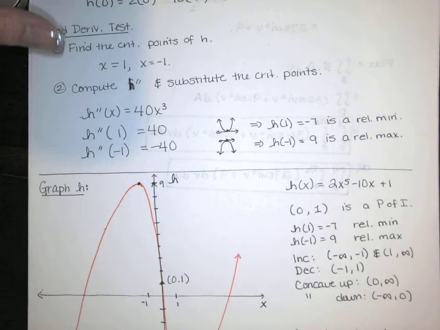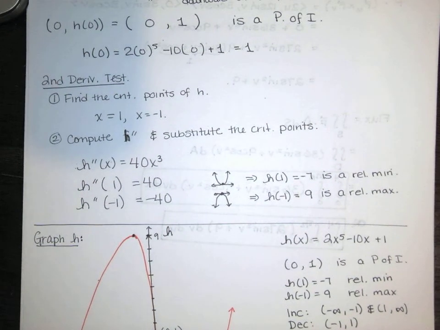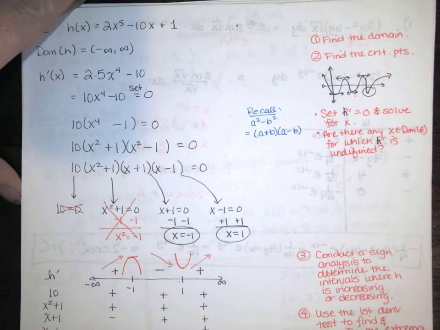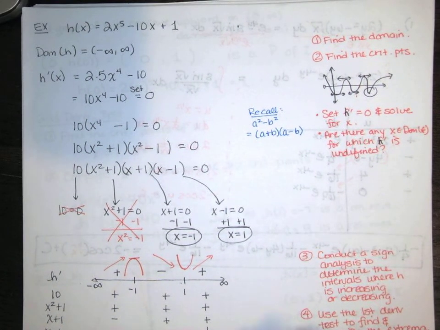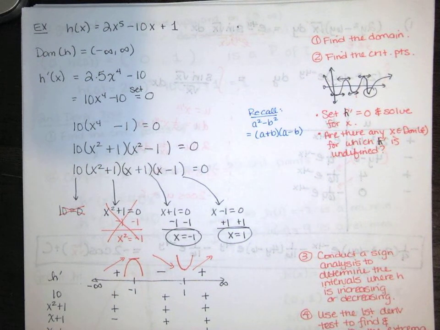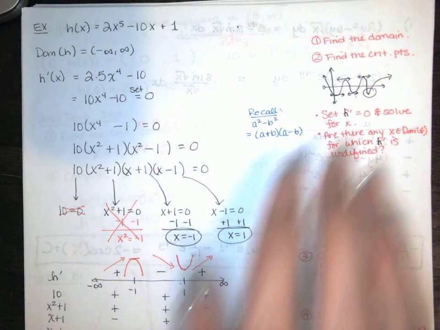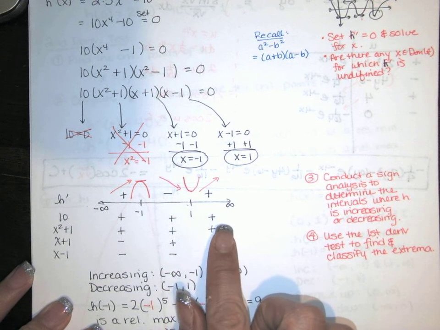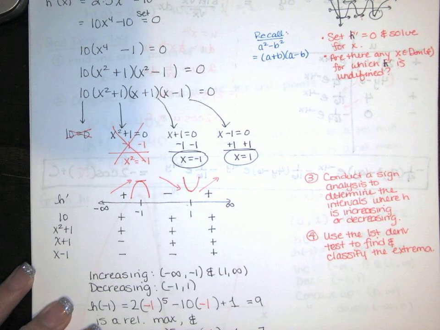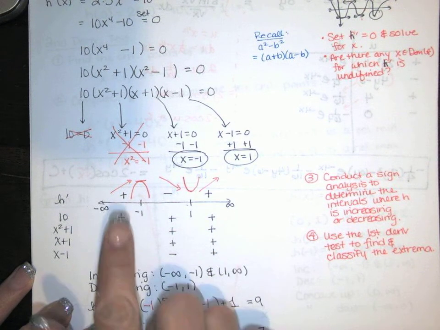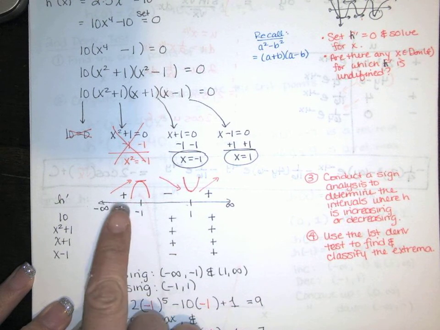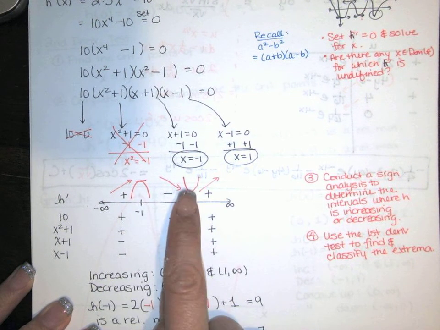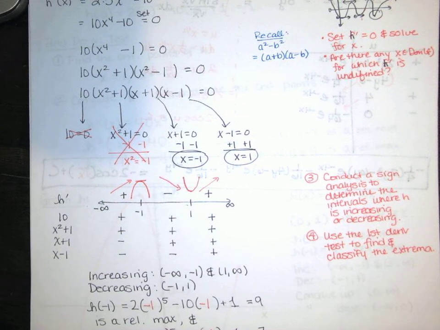So that is your example. I know we did a lot more than the original question asked, but we're basically able to put all of the information that we've studied so far together to graph this function. So you find the domain, find the critical points by setting the derivative equal to 0 and solving for x, and then we can make a sign chart and conduct a sign analysis to determine where the function is increasing or decreasing. If it switches from increasing to decreasing, you've got a max. If it switches from decreasing to increasing, you're at a min. So that's one way to find relative extrema.